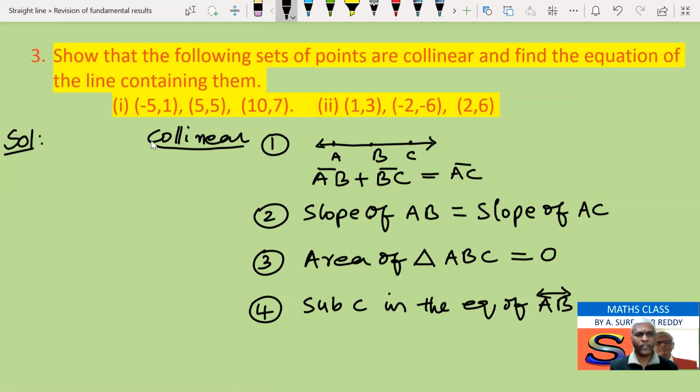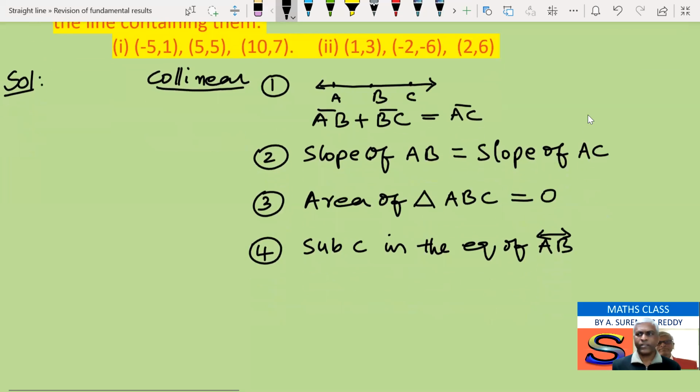Now let us find the equation passing through any 2 points out of 3. Then substitute the third point in the equation. If it satisfies, then the points are collinear. Now let us take the first bit.